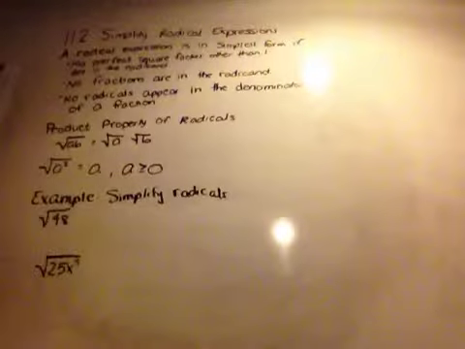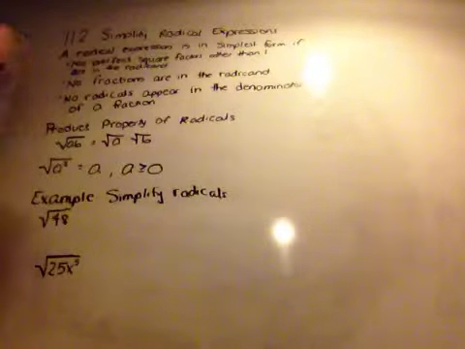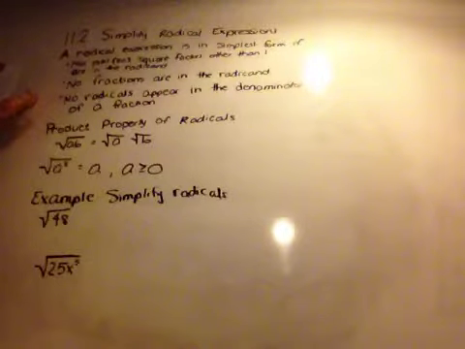Section 11.2, Simplify Radical Expressions. A radical expression is in simplest form if no perfect square factors other than 1 are in the radicand, so underneath the radical symbol, no fractions are in the radicand, and no radicals appear in the denominator of a fraction.